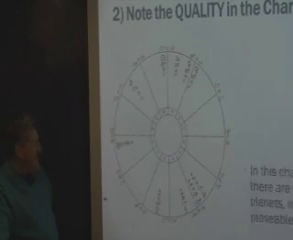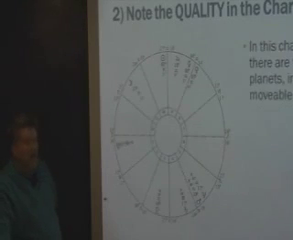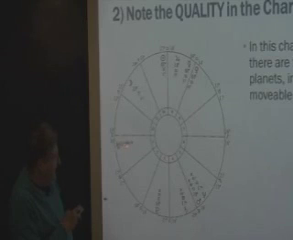So in this chart, if we look at the qualities, 4 planets in movable signs. So we have Uranus in Cancer. We have Mars, and we have Neptune in Libra. And we have the moon in Aries.